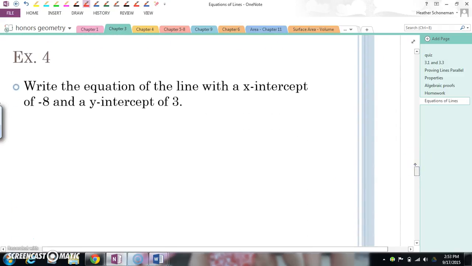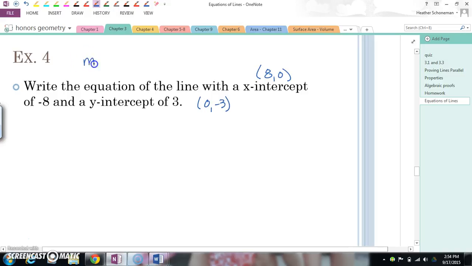All right, a couple more examples. This one looks like it should be hard, but it's really not. It says that with an x-intercept of -8 and a y-intercept of 3. Well, if it's the x-intercept, then we know that point is -8, 0, and the y-intercept, we know that point is 0, -3, and now this works like the first example we did.